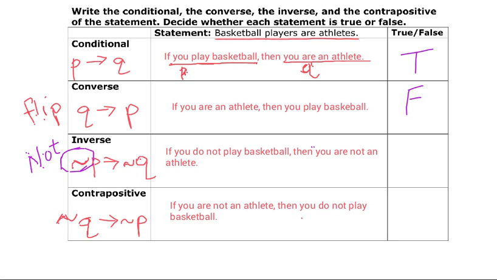If you do not play basketball, then you are not an athlete. So if you do not play basketball, then you are not always an athlete, and this could be false, because you could be a runner, you could play soccer, you could play some other sport instead. So for the last one, contrapositive, if you are not an athlete, then you do not play basketball, and this would be true.